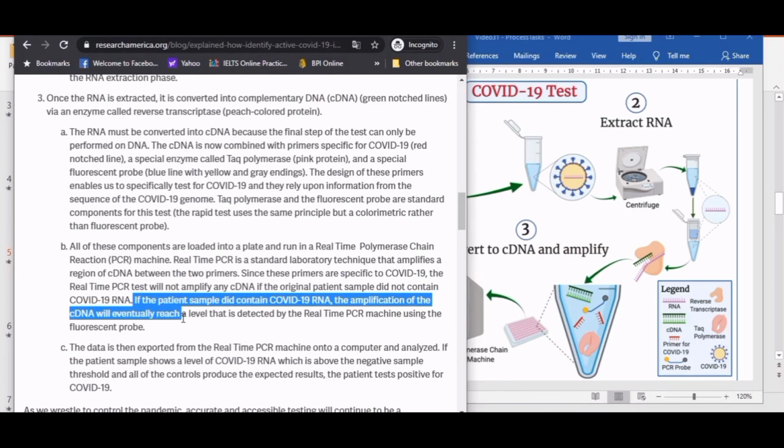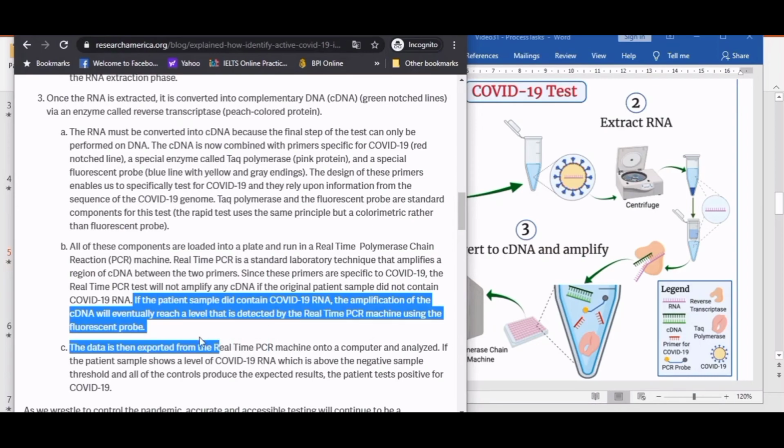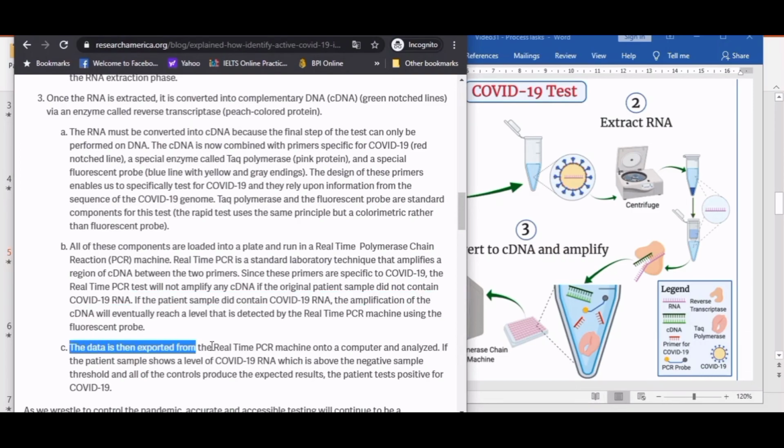future tense, a level that is detected there. That's the passive voice by the real-time PCR machine using the fluorescent probe. And then back to the passive, the data is then exported from the real-time PCR machine into a computer and analyzed. So it's then exported.